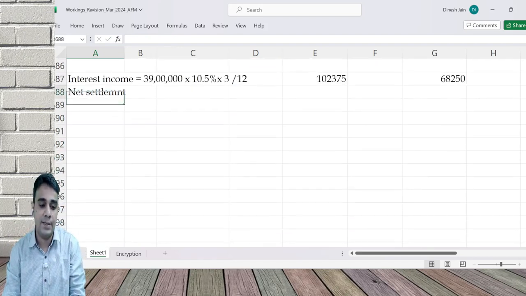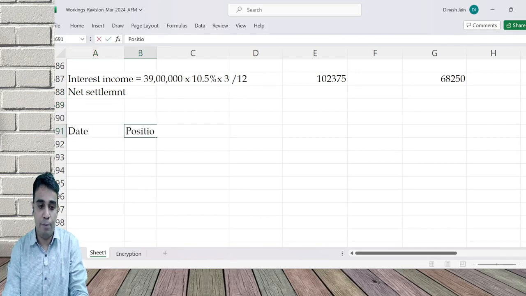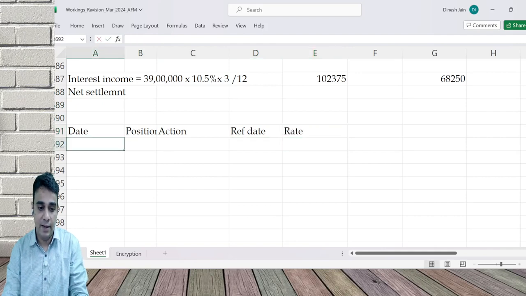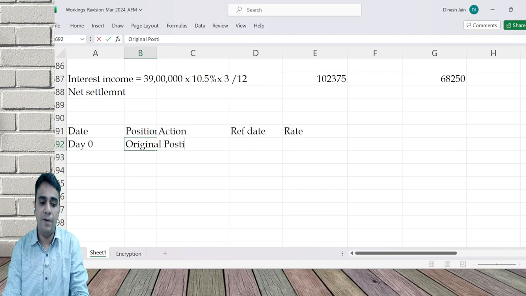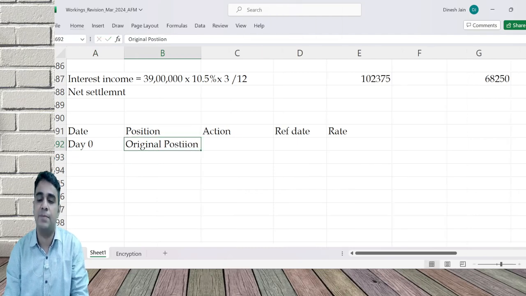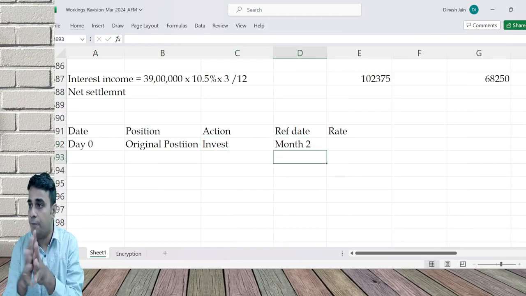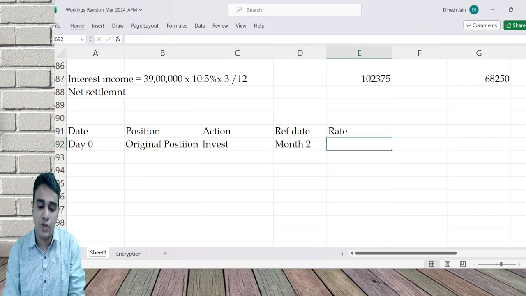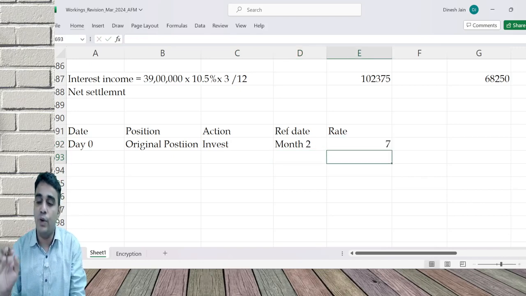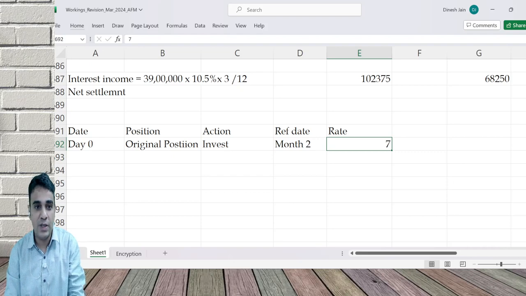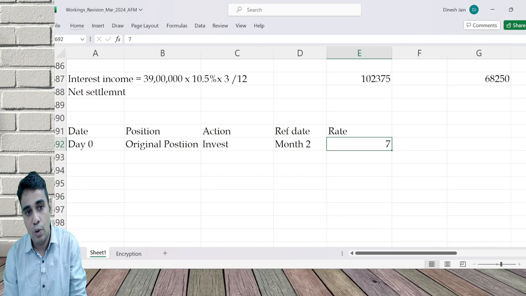Net settlement is in the format: date, position, action, reference date, rate. Day 0, original position. Are we planning to borrow money or invest money? Invest. When do you want to invest? At the end of month 2. At what rate? You wanted to do it at 7%, which is 100 minus 93. This is my original plan.